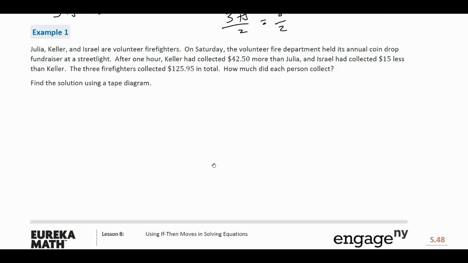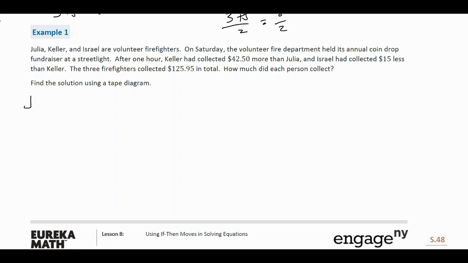Julia, Keller, and Israel are volunteer firefighters. On Saturday, the volunteer fire department held its annual coin drop fundraiser at the streetlight. After 1 hour, Keller had collected $42.50 more than Julia, and Israel collected $15 less than Keller. The 3 firefighters collected $125.95 in total. How much did each person collect? Find the solution using a tape diagram.